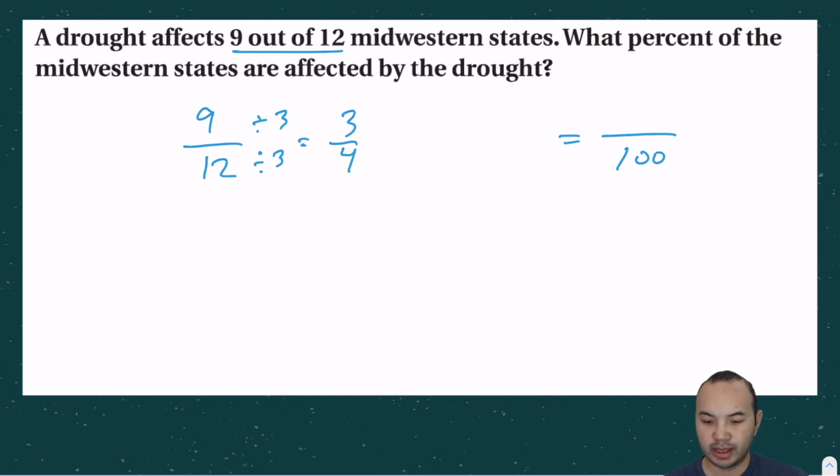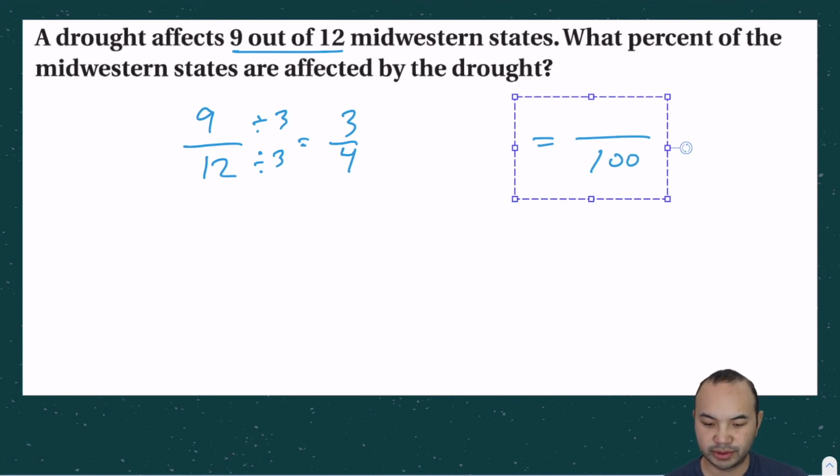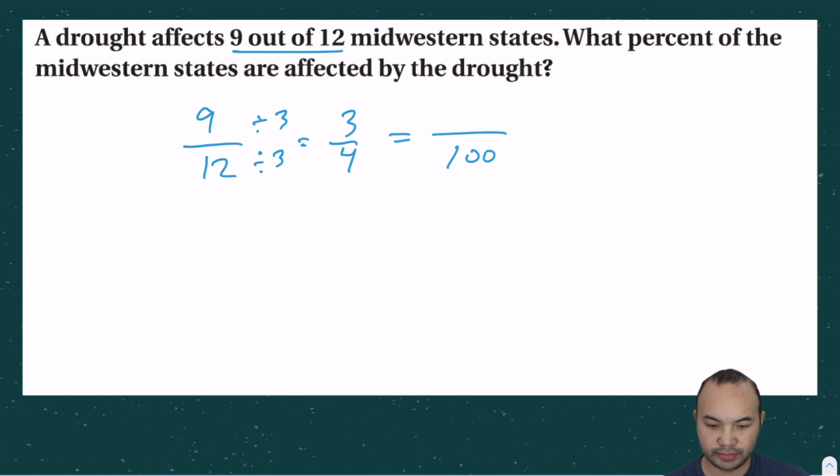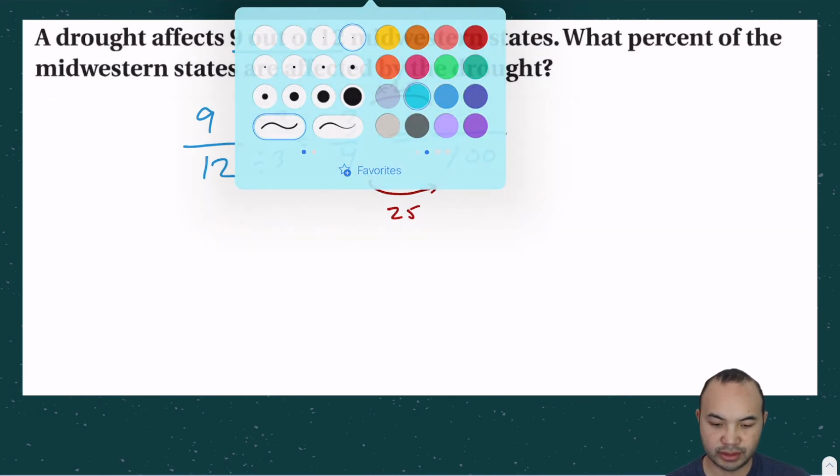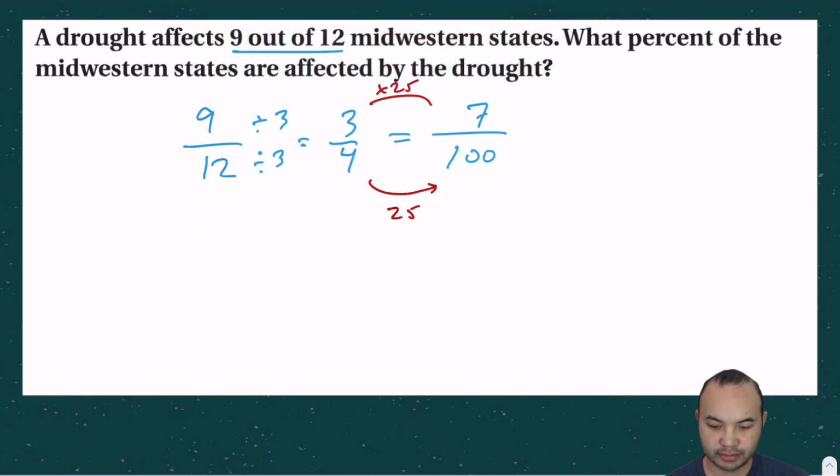Okay, cool. And then let's see, well, 3/4, I can get that to 100, right? I'm going to move this over. Well, if I multiply 4 by 25, I get 100. If I multiply 3 by 25, I get 75. And then that's not a percent yet. You have to write 75%. So 75% of Midwestern states are affected by the drought.